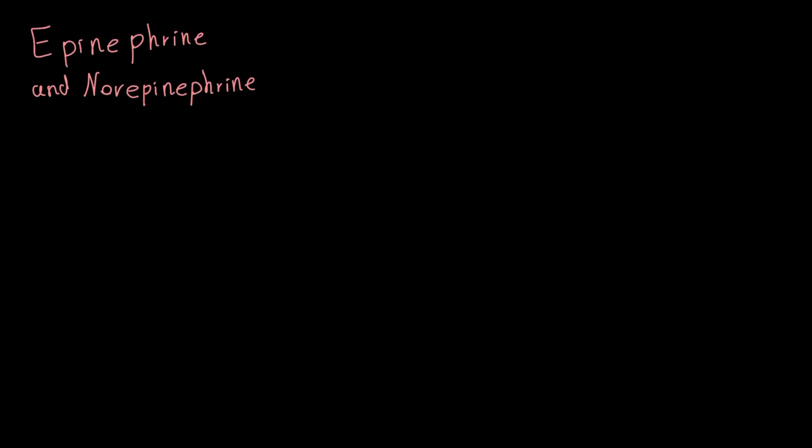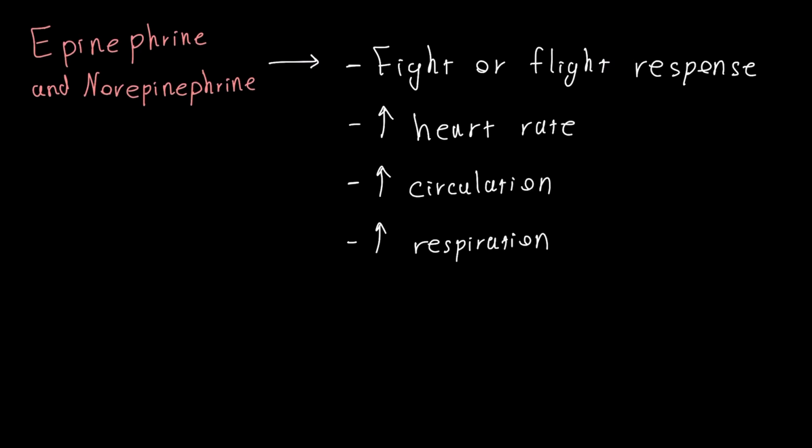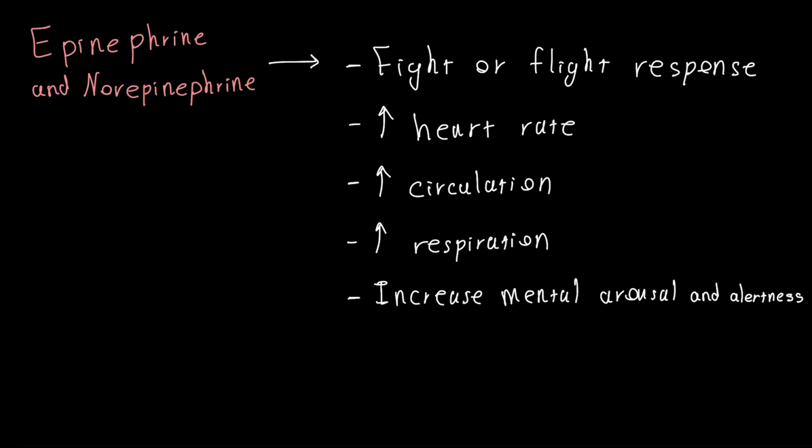Epinephrine and norepinephrine are adrenalins. They produce a fight or flight response. They increase the heart rate, increase circulation, increase respiration, and they increase mental arousal and alertness. These are things that you'd expect a person to have when they are stressed.